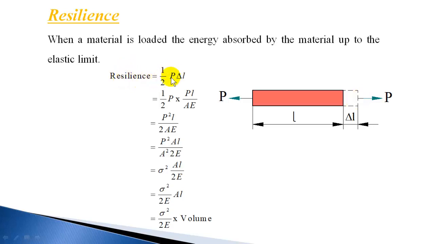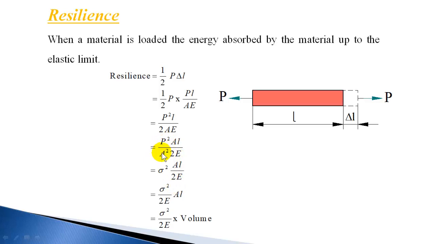So resilience is half into P into delta L, and delta L we know it is PL by AE. Delta L, the deformation of the material due to axial load, is PL by AE for a uniform cross section. So you get P square L by 2AE, or if you multiply the numerator and denominator by A, P square AL by A square into 2E.